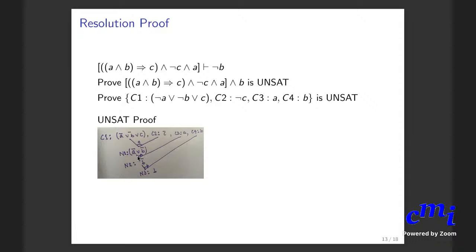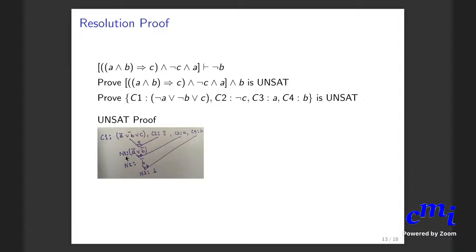Okay, then I do the same thing. I can add this resolvent, because I already proved that the resolvent follows as an implied formula. That is, C1 and C2 indeed implies this. Therefore, I can soundly add it, because it's already a conclusion of those clauses.